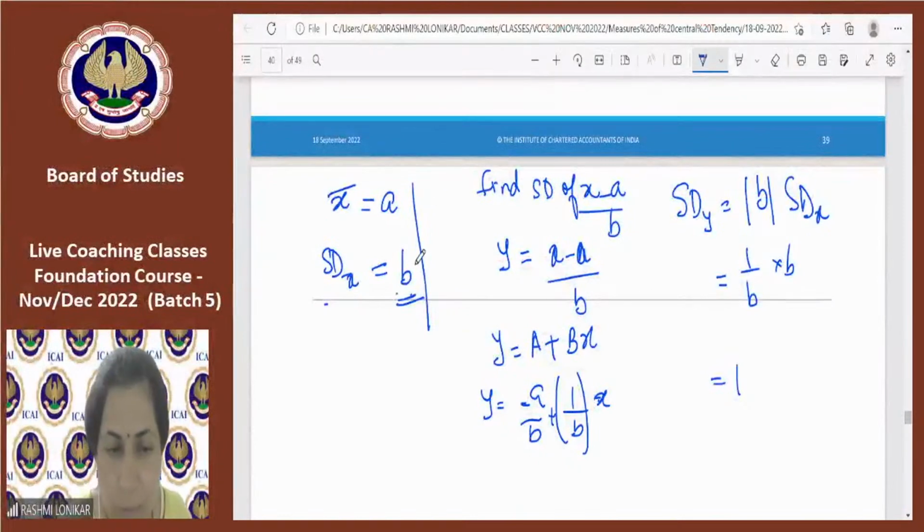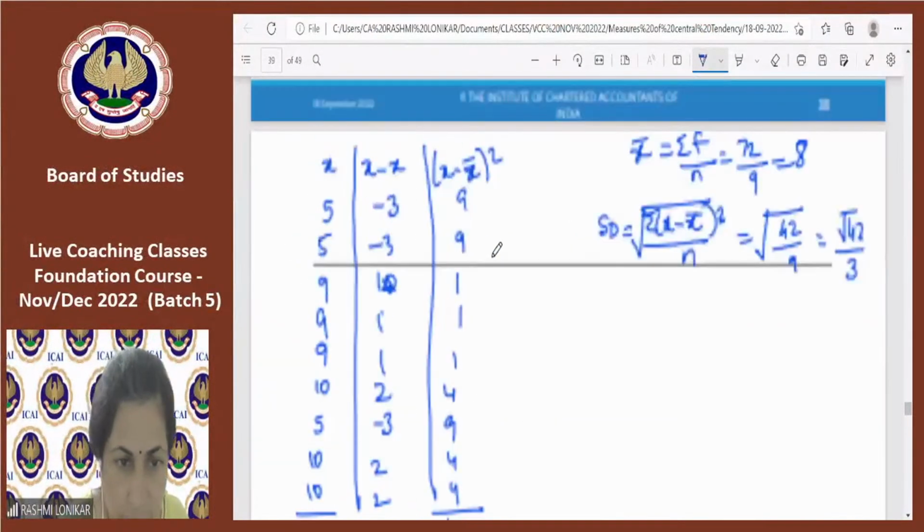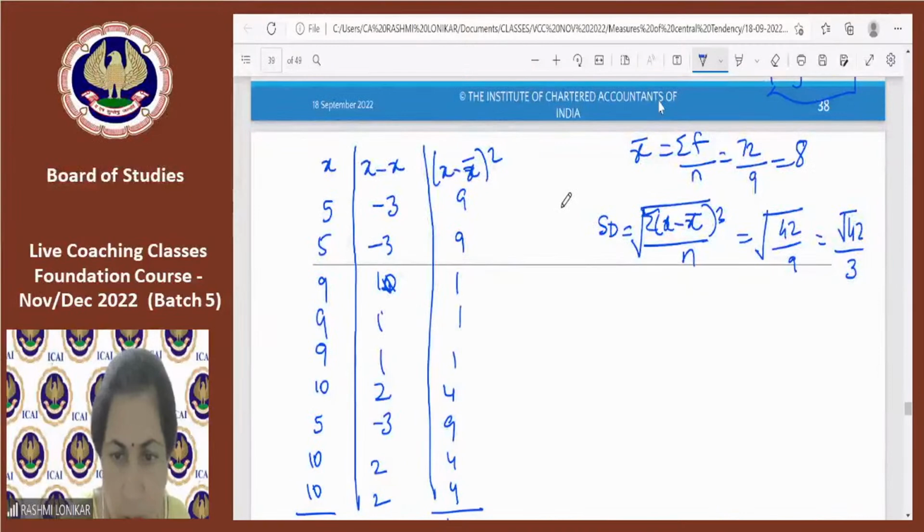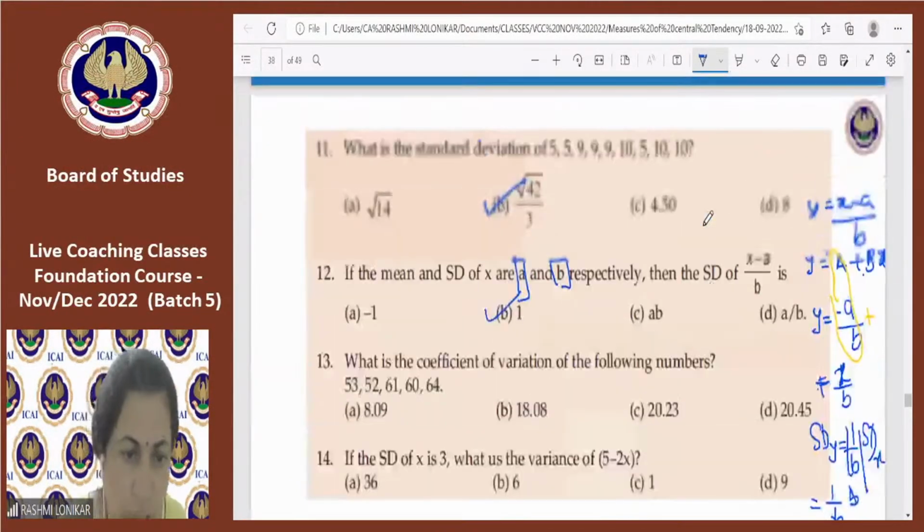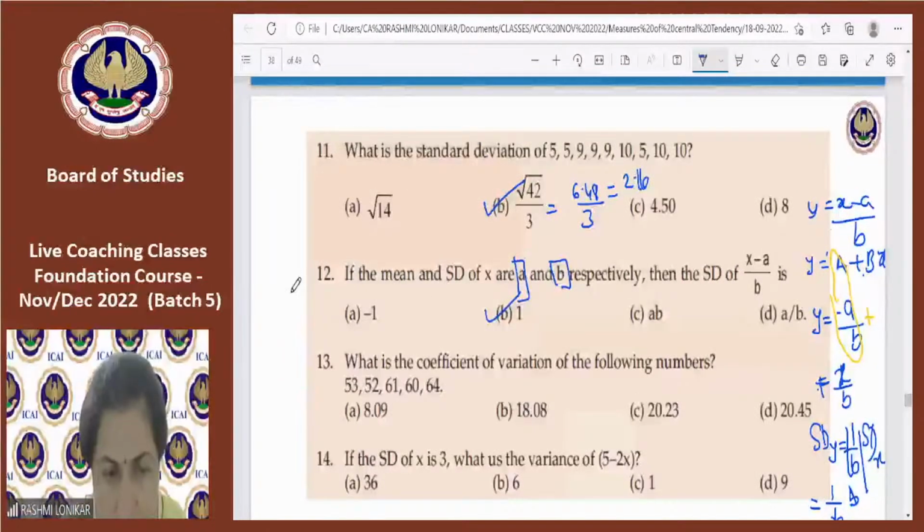Okay, welcome back. This sum is clear now. With both the methods, you are able to get the same answer. Now there is this confusion about the 12th question.